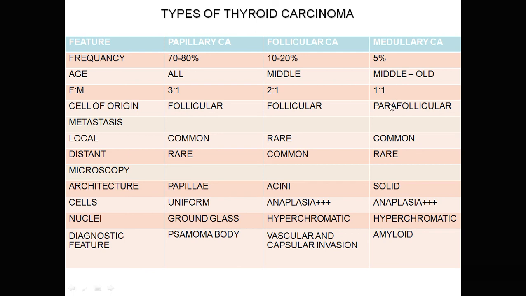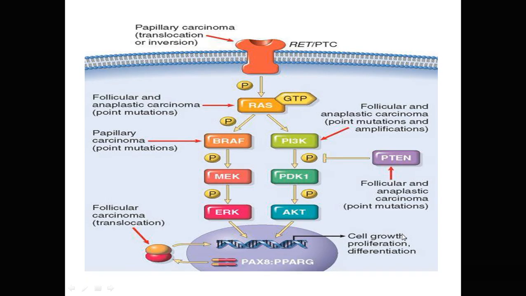Medullary carcinoma, the origin of the cell is parafollicular C cells which secrete calcitonin. So the parafollicular C cells, medullary carcinoma, it is less common, approximately 5% of the cases, and the diagnostic feature is the presence of the amyloid. So this is the genetic origin of all the carcinomas of the thyroid glands.